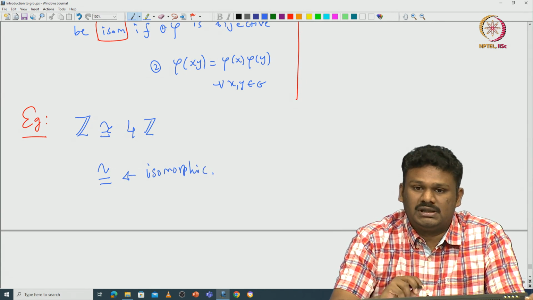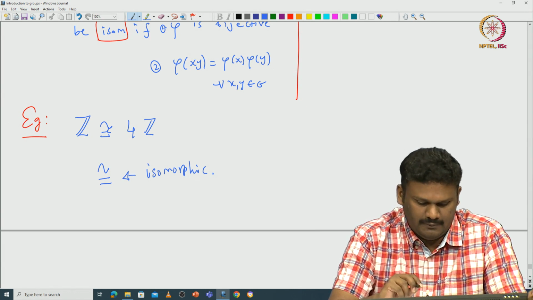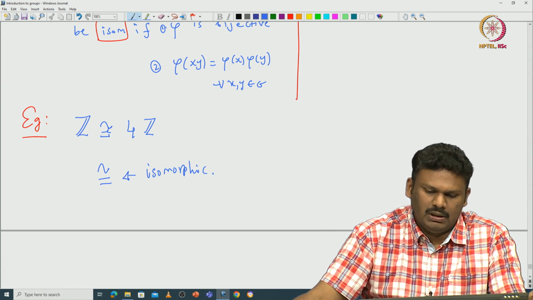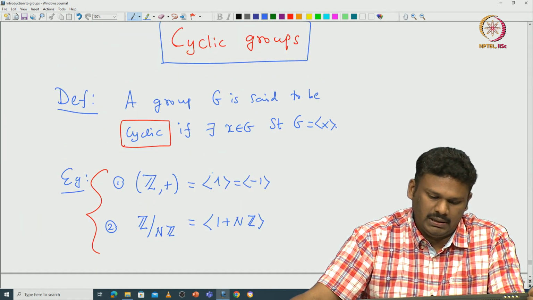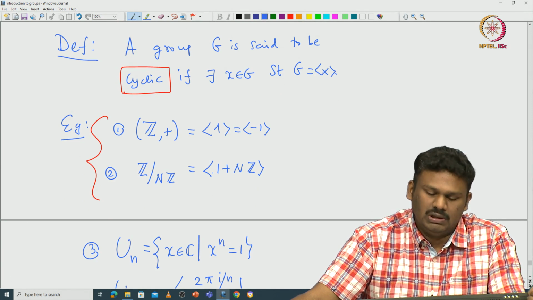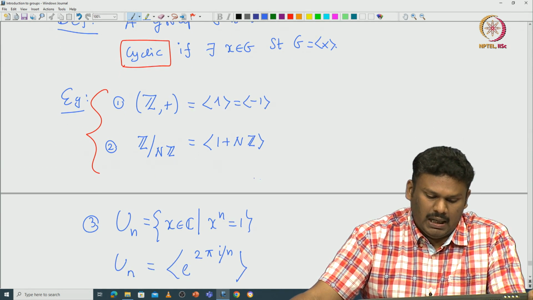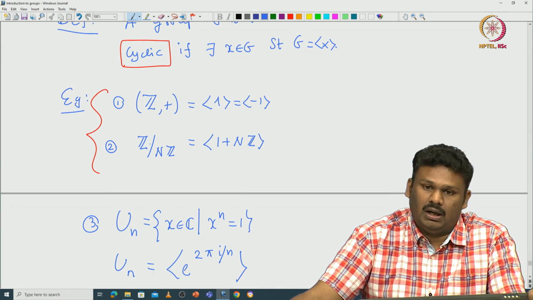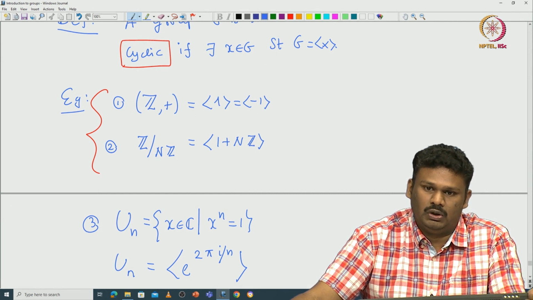Two groups are said to be isomorphic if there exists at least one isomorphism between them. Now what we are going to prove is that any cyclic group is either isomorphic to Z, exactly if it is an infinite group, or, if it is a finite group and the order of that group is capital N, then it is isomorphic to Z modulo NZ.